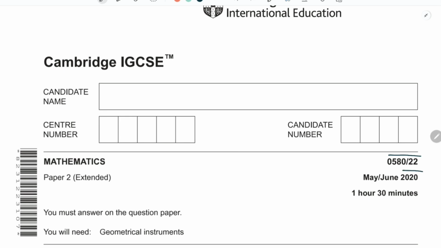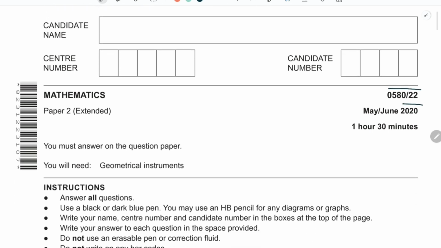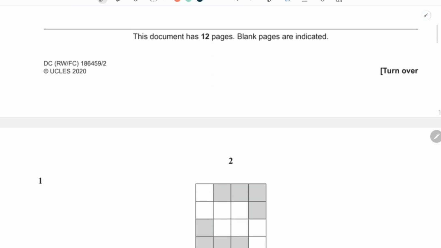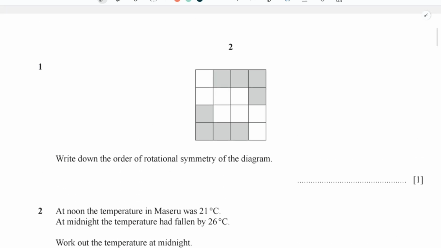So today we have the 2020 May-June IGCSE past paper. First we see the question number 1. In the question number 1, write down the order of rotational symmetry of the diagram.